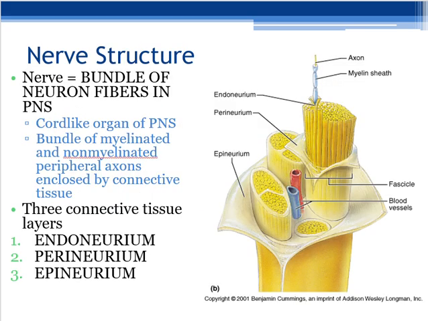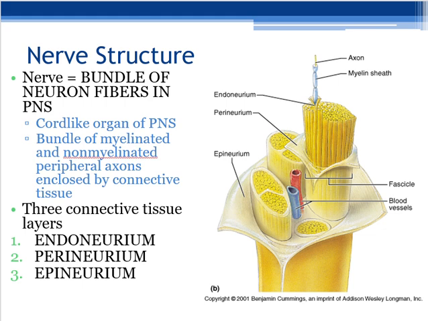And then one of the things we're going to finish up with is looking at nerve structure. So a nerve is a bundle of neuron fibers, a bundle of axons. So what we call a peripheral nerve is not just one neuron. So this is a very cord-like organ. It's of the peripheral nervous system, and it's similar in structure to skeletal muscle fibers. It's bundles upon bundles with 3 connective tissue layers.